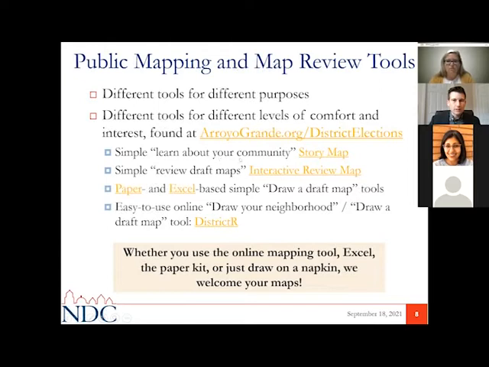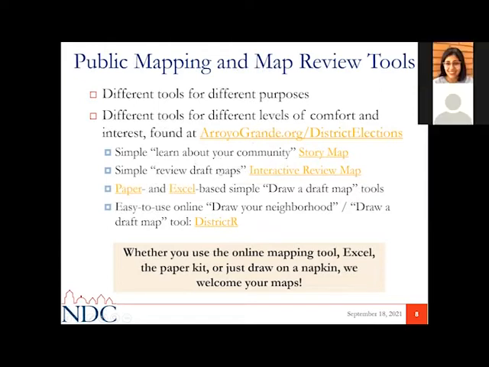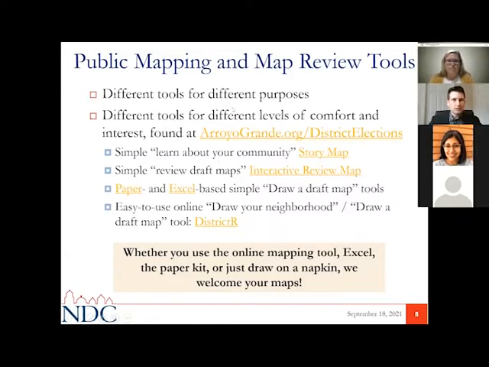And so the story map is actually one of several public mapping and map review tools that we've made available. We have different tools for different purposes and for different levels of comfort and interest. And all of these tools are found at the website of arroyogrande.org/district elections. So we have 4 tools on offer. The first is a simple learn about your community story map, which I'll show in a little bit. Then we have a simple review draft maps, interactive review map. And that will be where all the draft maps that come in will be posted on that interactive review map. And you also have all the data from the story map that is there as well.